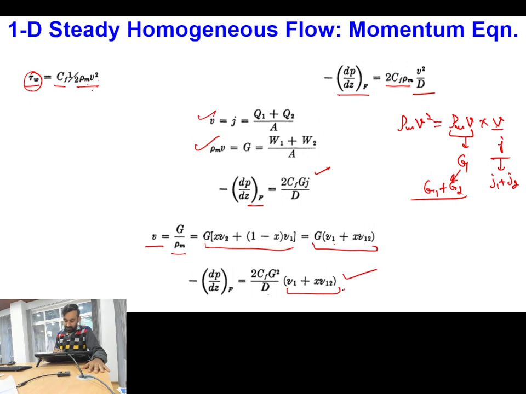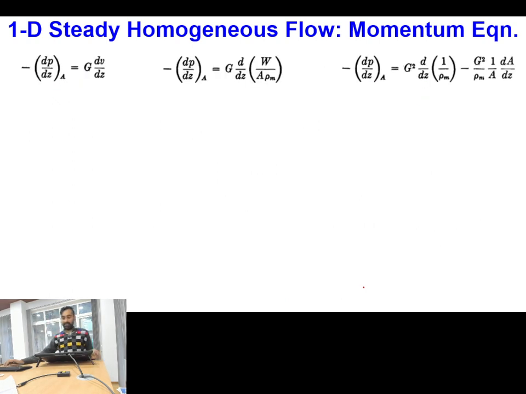So this relation I have now presented in a more generic way by taking into account the mass fraction. Now let's talk about the second term, that is my acceleration pressure drop. In the case of acceleration pressure drop, this is my formula, G times dV by dZ. Of course, this V can be written in terms of W by A into rho m.